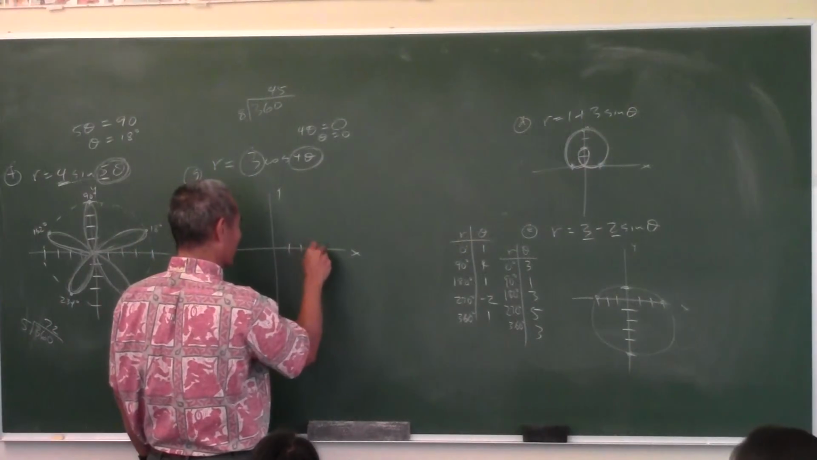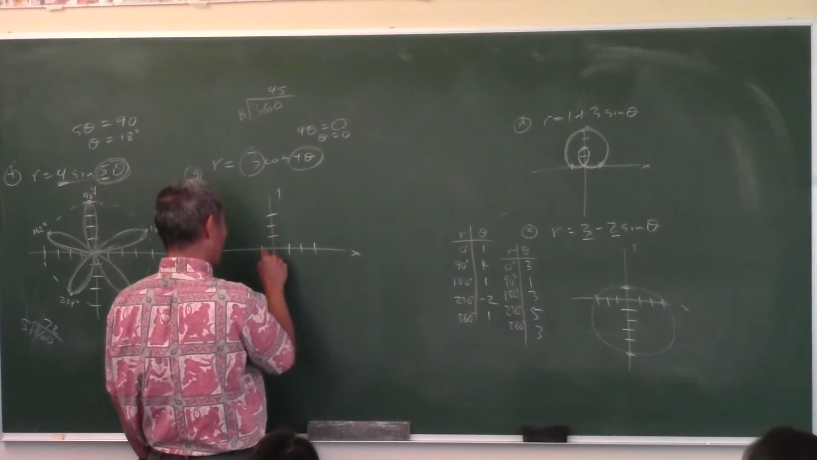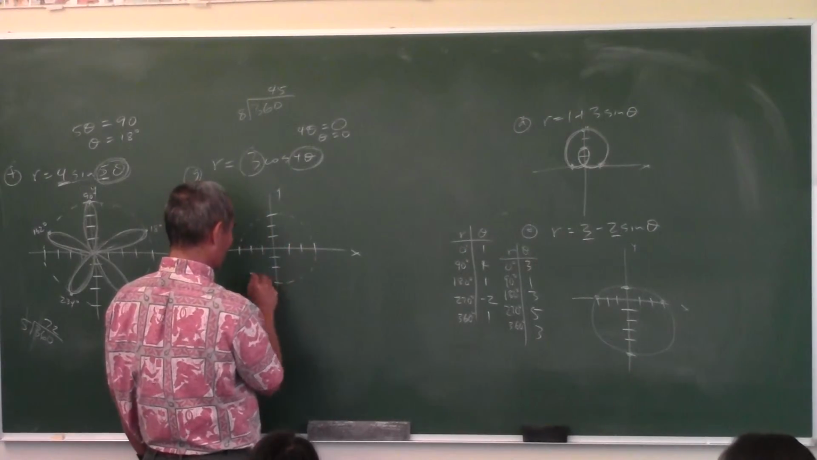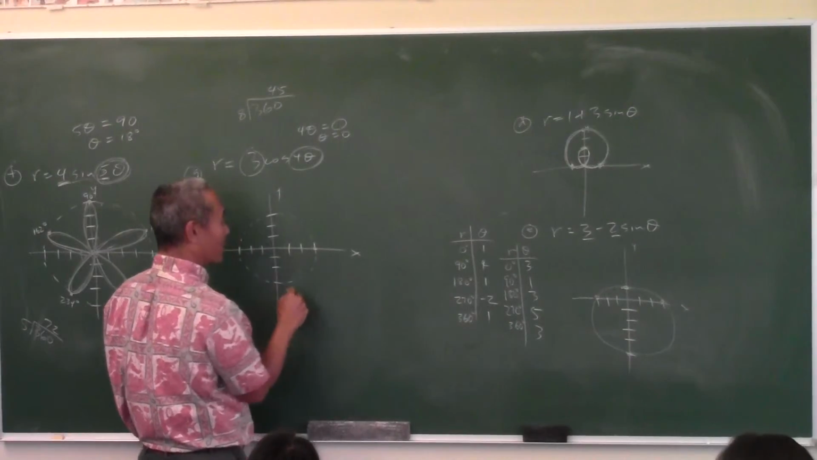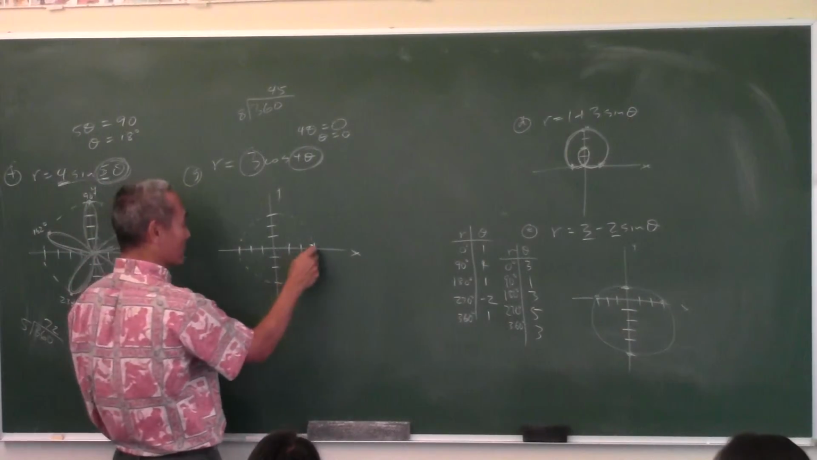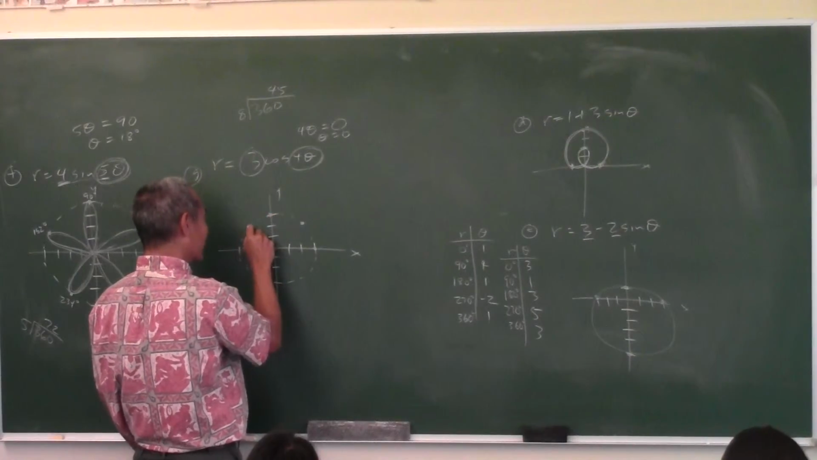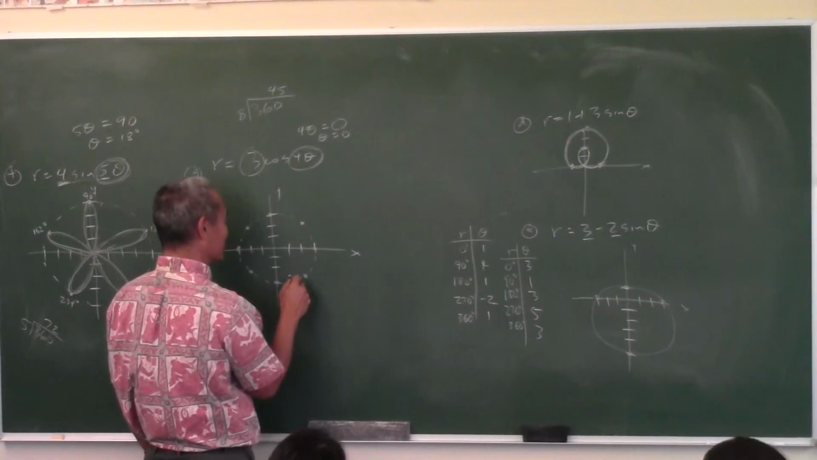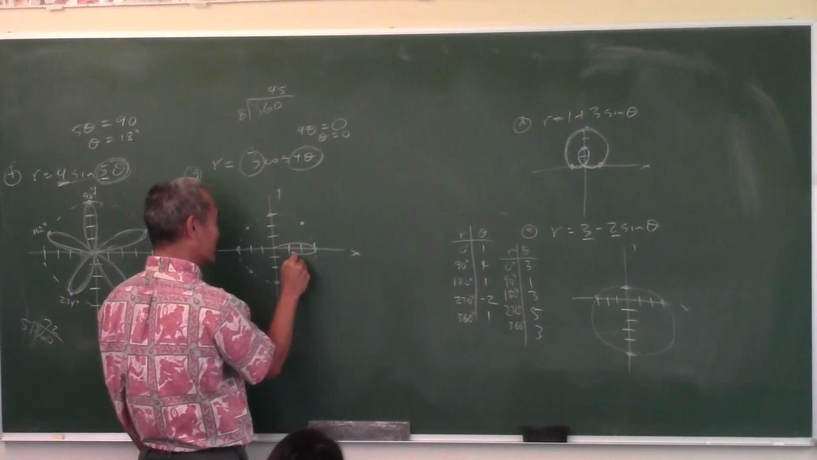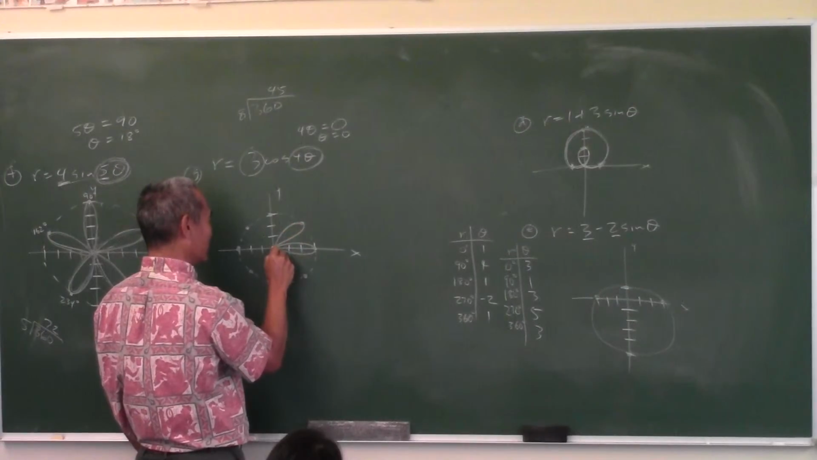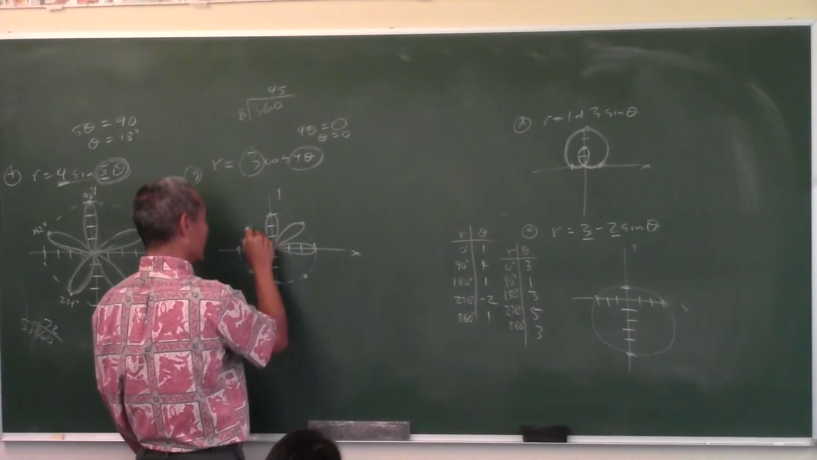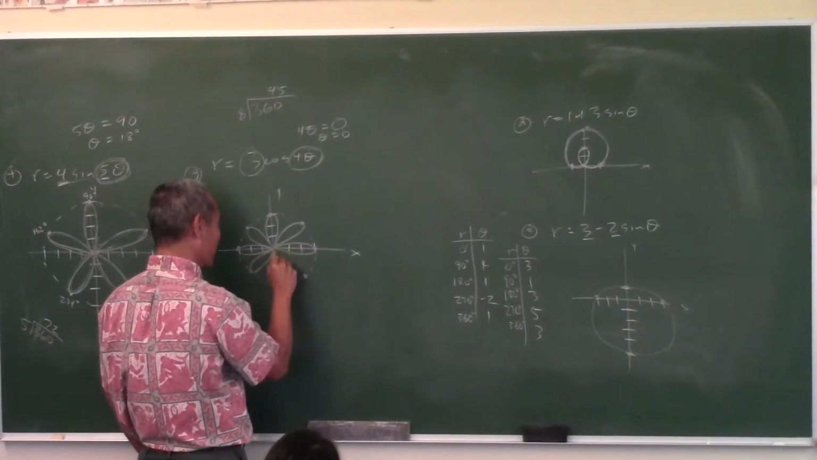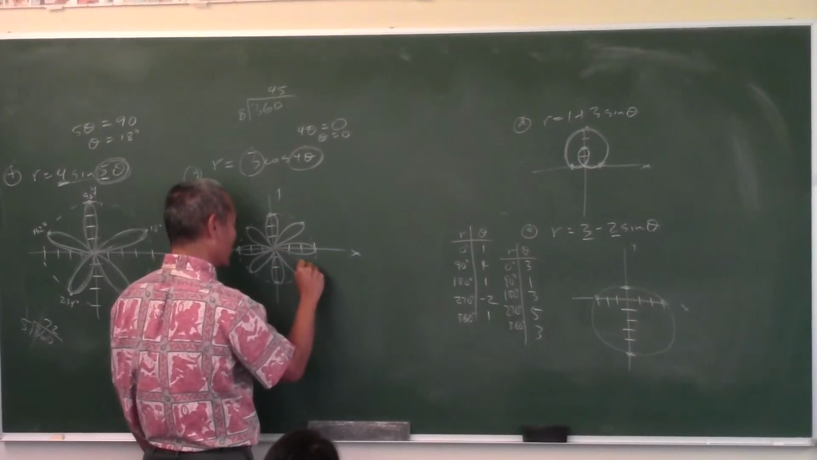Okay, so the first one's at 0, and every 45 degrees there's going to be another one. So then 45, 90, 135, 180, 225, 270, 315 and 360. So here's Johnny, here's Johnny. See how they don't overlap? Here's Johnny.